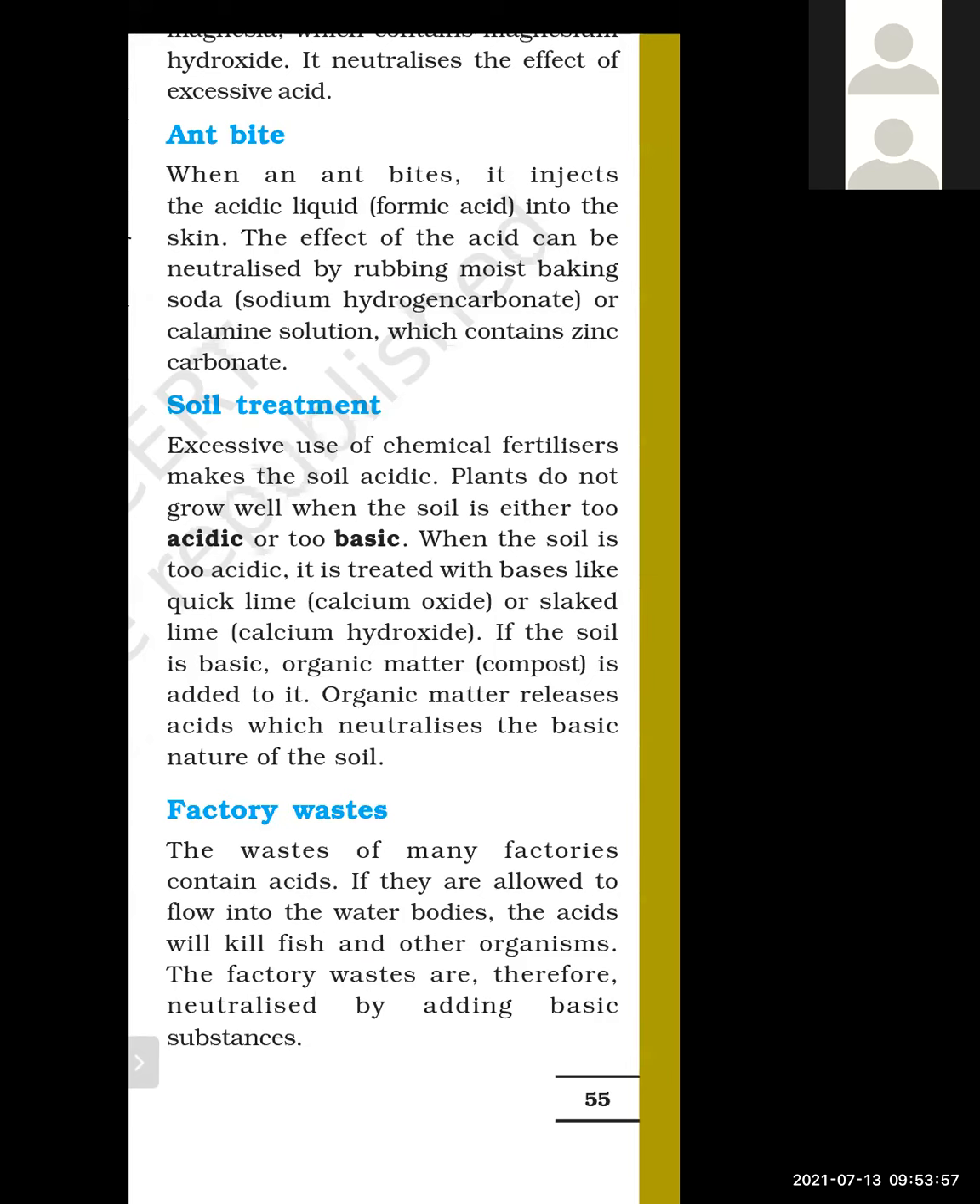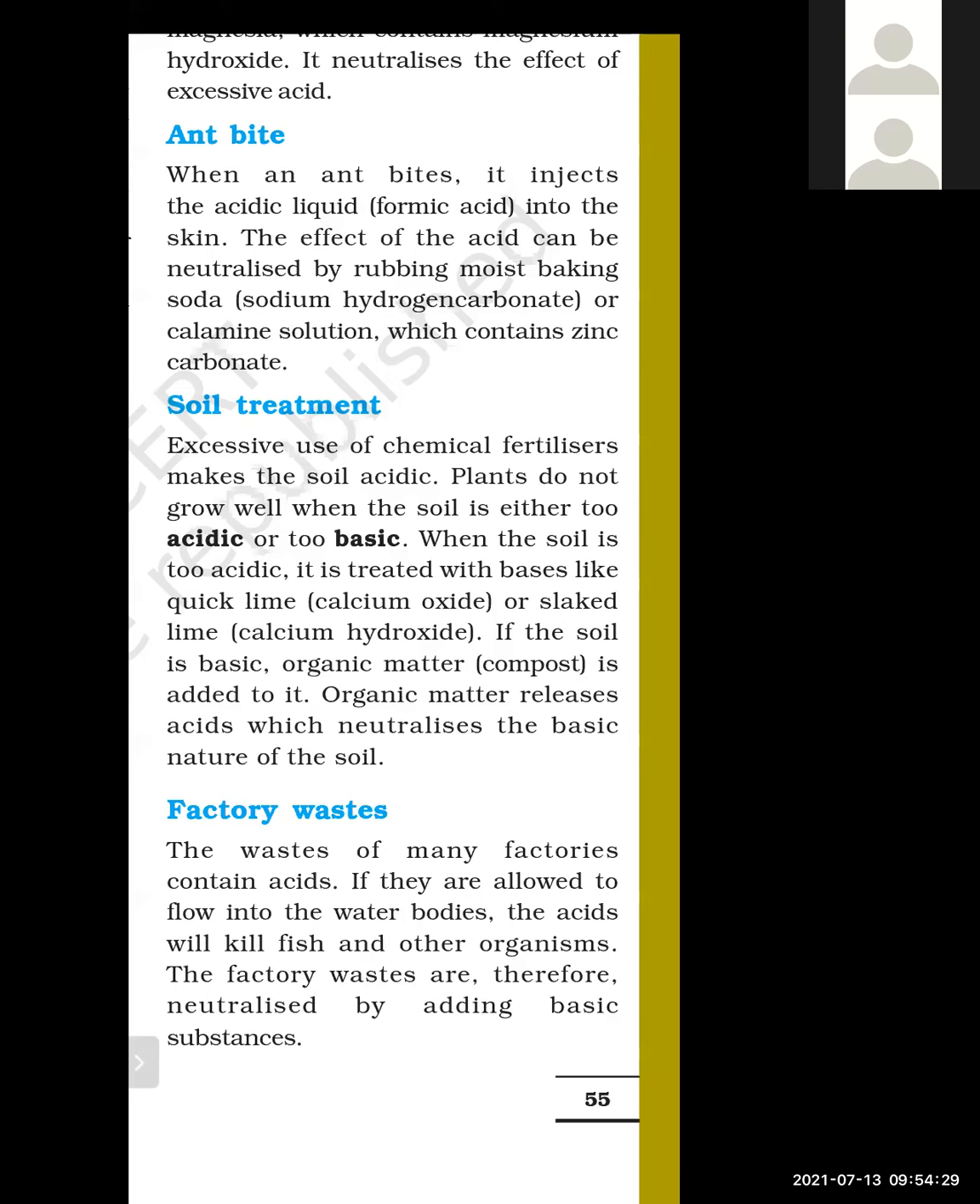When the soil is too acidic, it is treated with a base like quicklime, calcium oxide, or slaked lime, calcium hydroxide. Calcium oxide and calcium hydroxide are both basic substances. If the soil is acidic, we will use calcium oxide or calcium hydroxide, whose common names are quicklime and slaked lime. When we add these substances to the acidic soil, after some time the soil becomes neutral. And what about if the soil is basic?